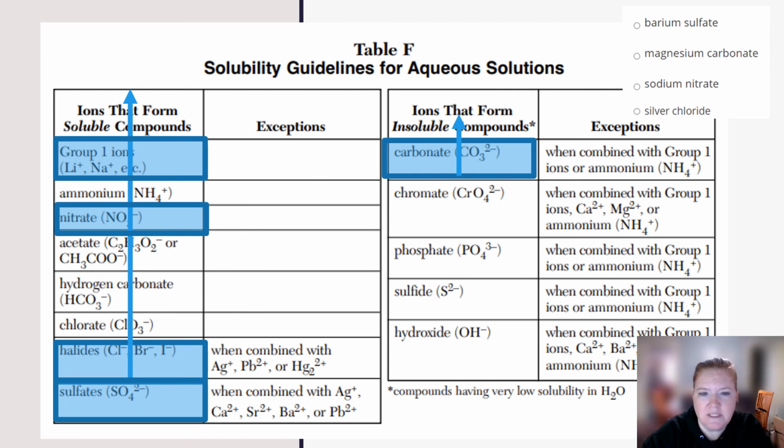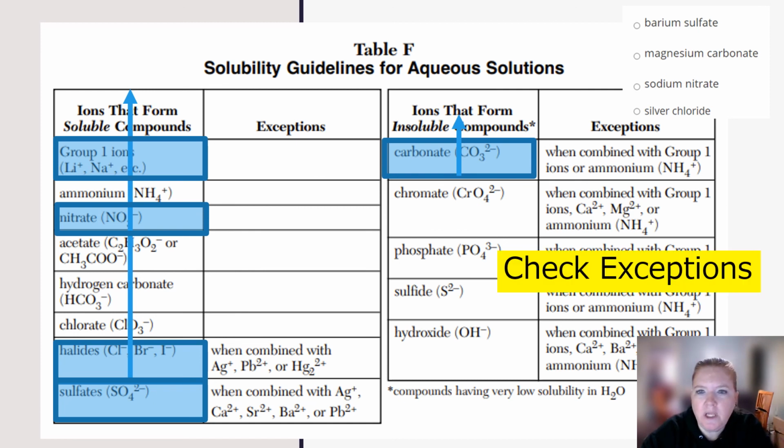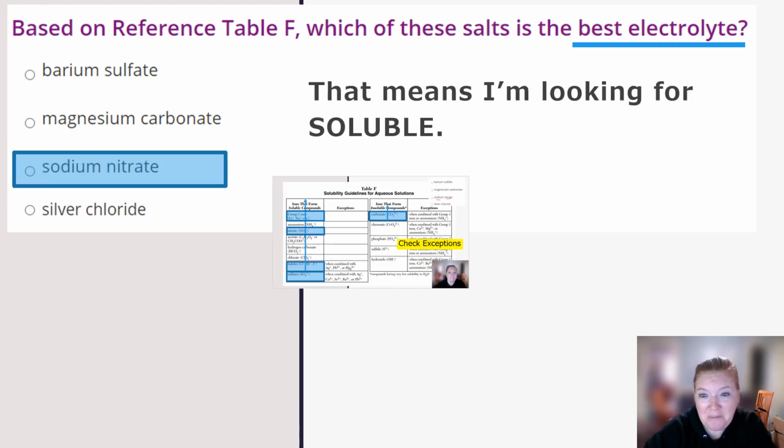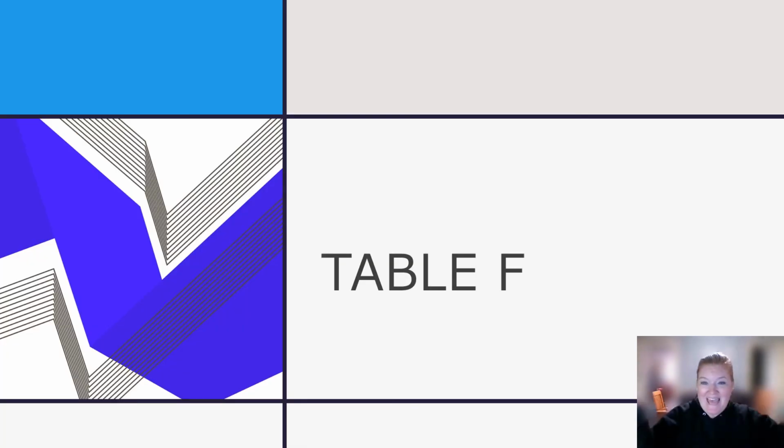I have to look at rules and I have to check exceptions. So I'm looking for something that is a good electrolyte. Again, let's look for something that has no exceptions. So it's either going to be the thing that has sodium or the thing that has nitrate, right? Because those two have no exceptions. The other one's all complicated. But look at this. It's sodium with nitrate. They're together in the same one. So best electrolyte, there we go. And that is table F.